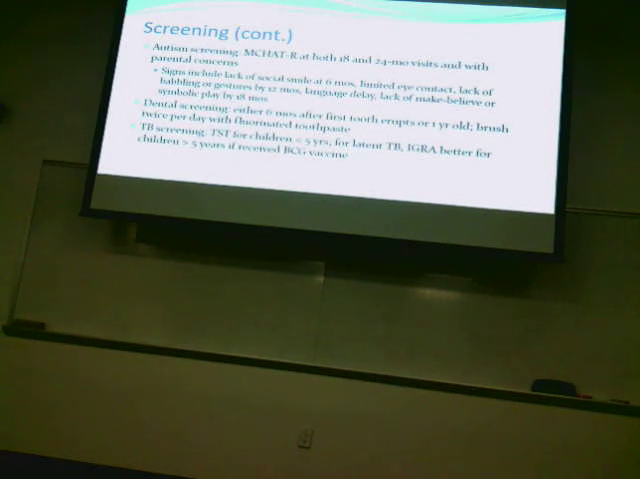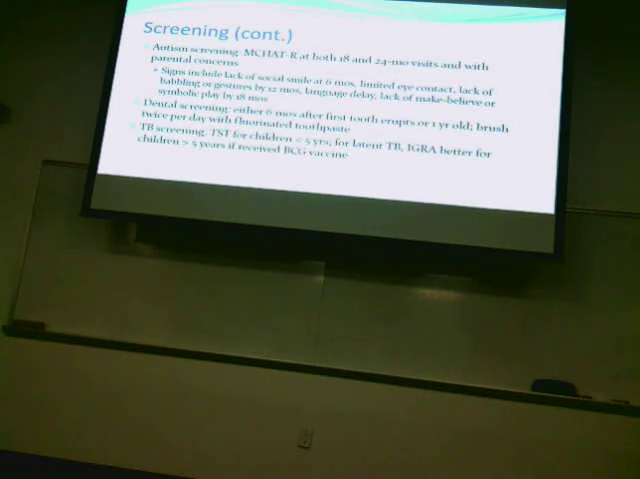So autism screening, I think we're pretty familiar because we follow this in our clinic. Our M-CHAT is a questionnaire that we do for autism, and we do it at 18 and 24-month visits, or anytime there's any parental concerns. The red flags are lack of social smile by 6 months, not making eye contact, not babbling or making gestures at 12 months, any delay in language, or not doing pretend or symbolic play by 18 months. You want to screen for that.